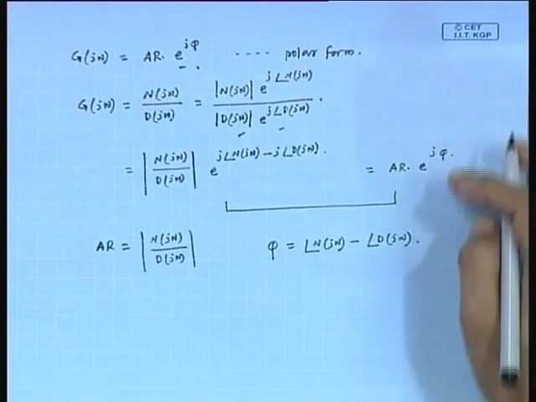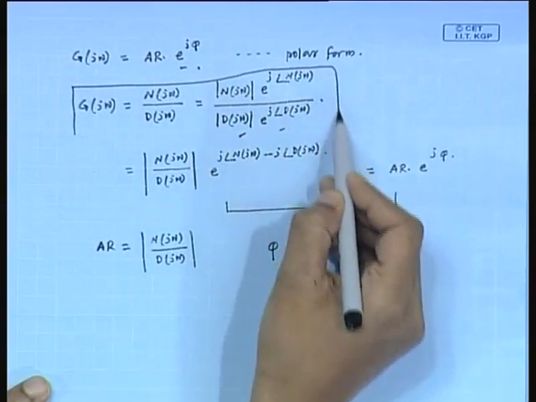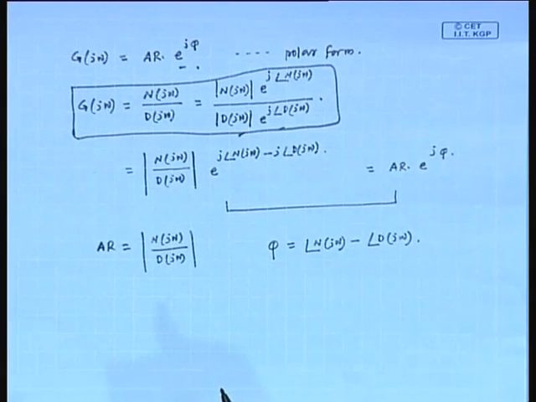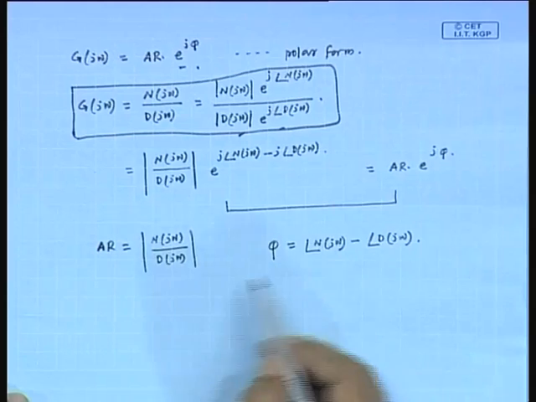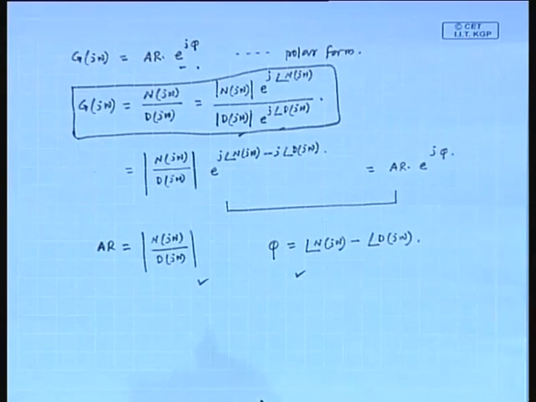Fine. So, we can determine the amplitude ratio and phi this way also. Here the steps are: substitute s equals j omega to obtain the frequency response transfer function. Then you represent the frequency response transfer function in the form numerator by denominator. Then use these two expressions to determine the amplitude ratio and phi.